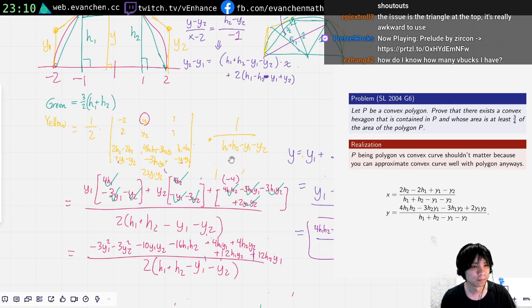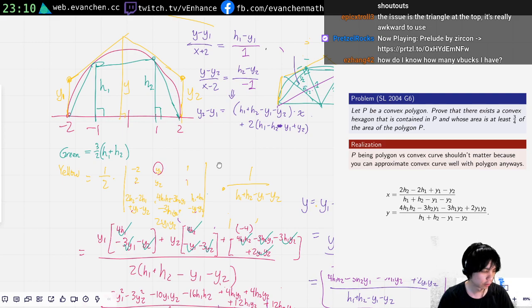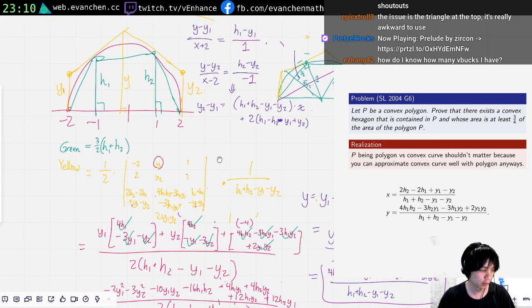Yeah, how do I know how many V-Bucks I have? Look at the bottom of the left of the chat. That number next to the triangle is your V-Bucks.